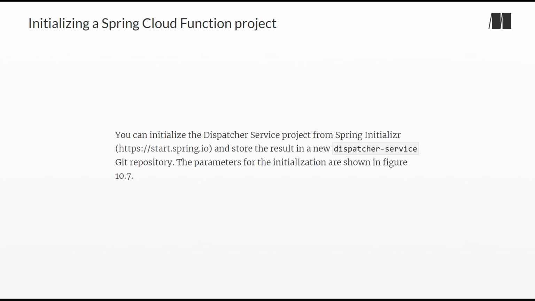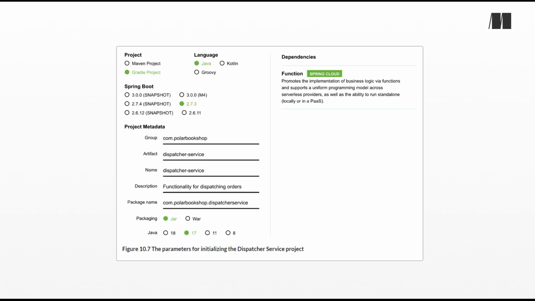Initializing a Spring Cloud Function project. You can initialize the dispatcher service project from Spring Initializr, start.spring.io, and store the result in a new dispatcher service Git repository. The parameters for the initialization are shown in Figure 10.7. Figure 10.7. The parameters for initializing the dispatcher service project.